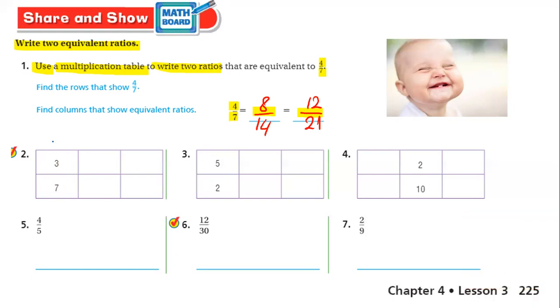Can you say it again, Mr.? 3 over 7. This is the ratio, 3 over 7. I need another equivalent, and here another equivalent. We can multiply them by 3. Multiply here by 3 as you want. What is the answer? 3 by 3 equals 9 and 7 by 3 equals 21. I need another one.